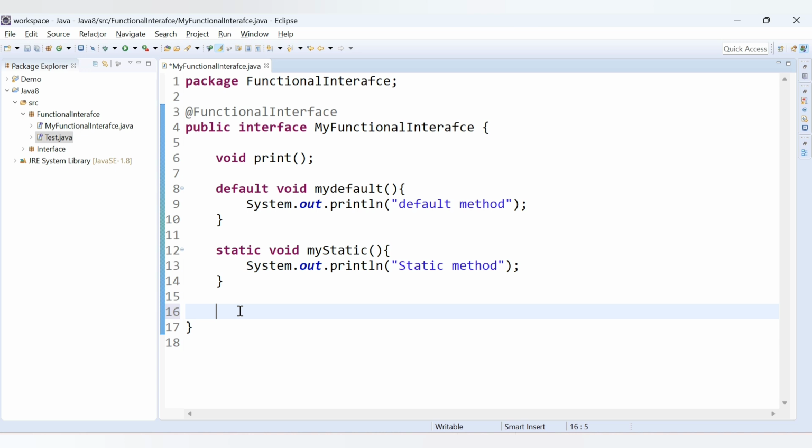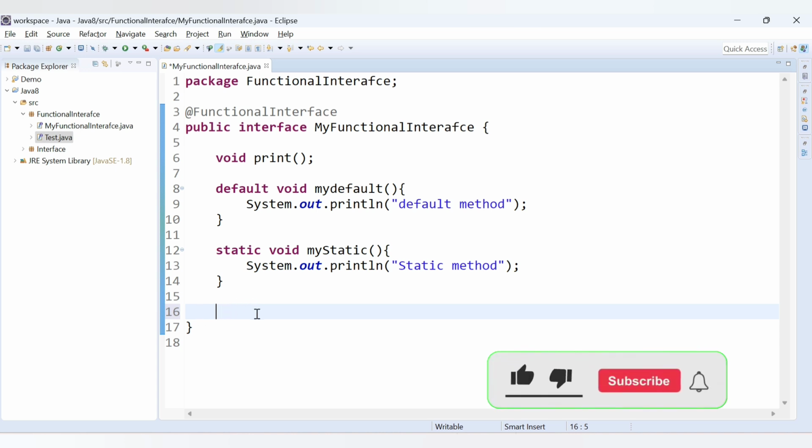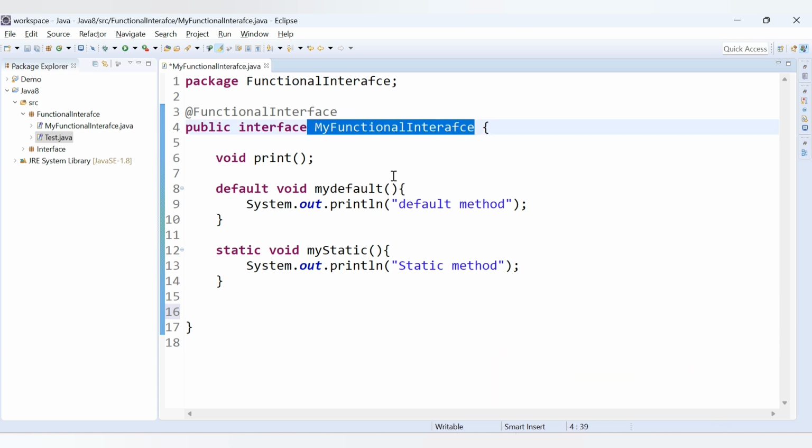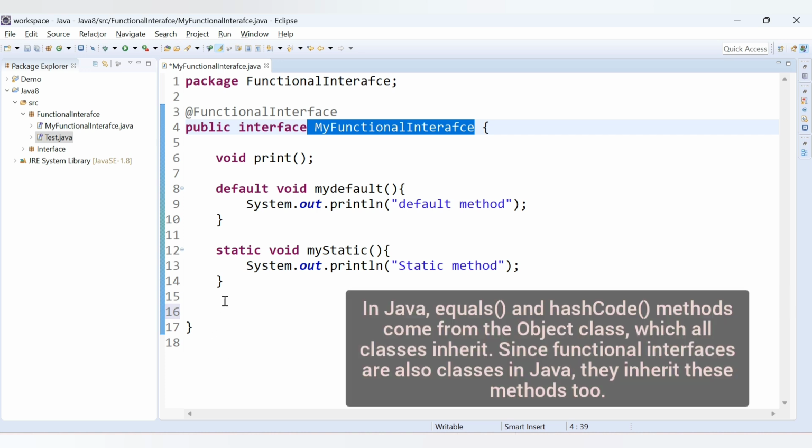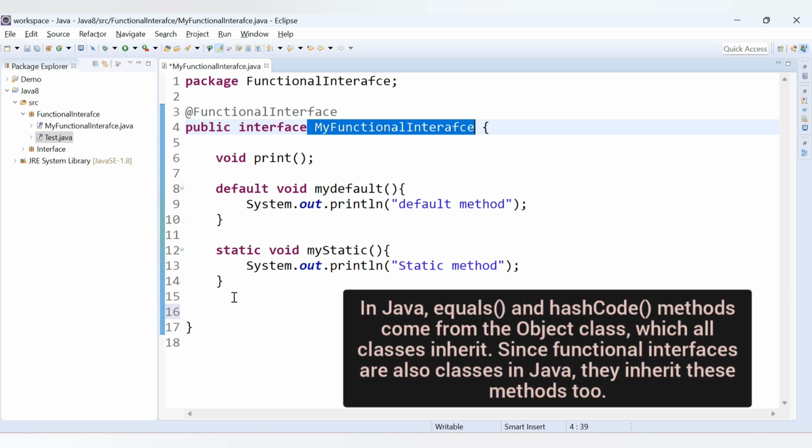Why? Because these methods are implicitly declared in all interfaces. So even if we don't declare or don't have these methods equals and hashCode present inside this interface, implicitly for all the interfaces, we have the equals and hashCode methods present inside the interface. So the answer to this question is yes, a functional interface can have equals and hashCode methods.